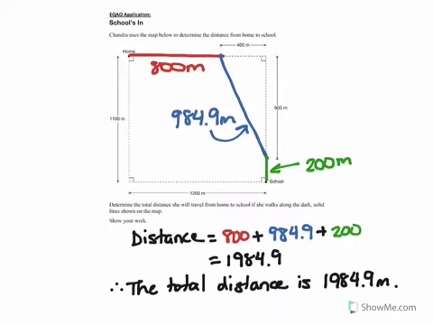Okay, so now that we have all of our sides, we're going to add them together to find the total distance, which is 1,984.9 meters. So you want to make sure that you show algebraically how you got that number, but you also put a therefore statement at the very end.